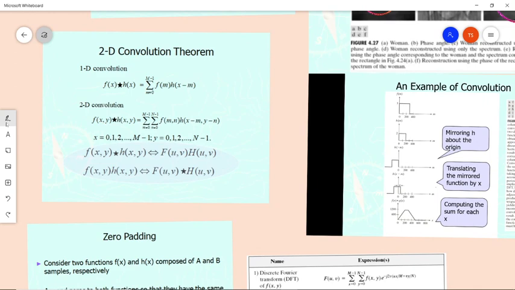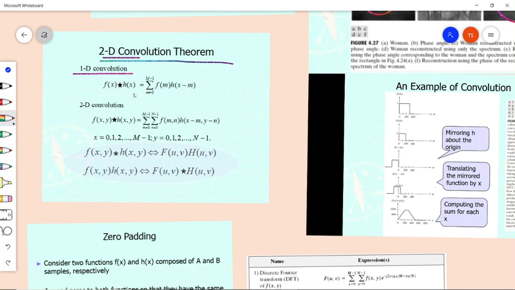Then for that we are now defining the 2D convolution theorem. What is the 2D convolution theorem? Before defining the 2D convolution theorem, we have to define the 1D convolution theorem, which we already discussed, which is expressed as f of x star h of x, equivalent to the sum over m equal to 0 to M minus 1 of f of m h of x minus m. This is the expression for 1D convolution. So in deep learning and image processing, wherever you use the word convolution, this formula is applied behind it. So this is the formula for 1D, one dimensional, convolution.